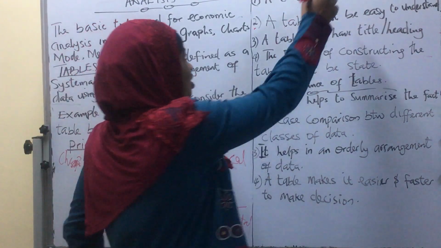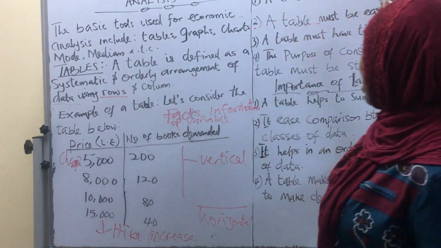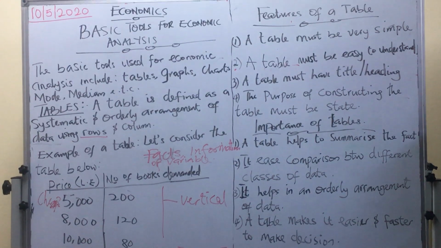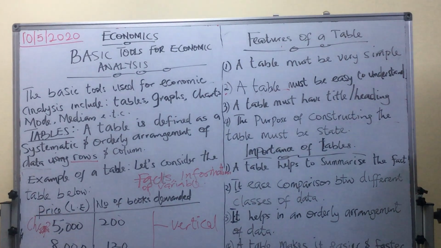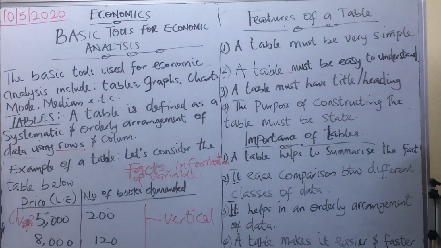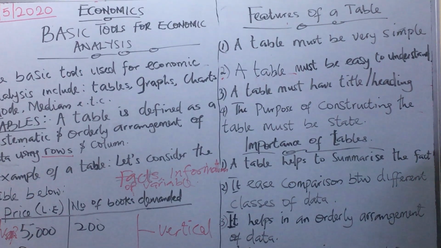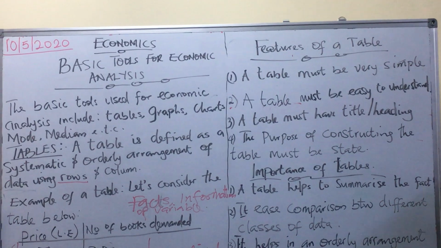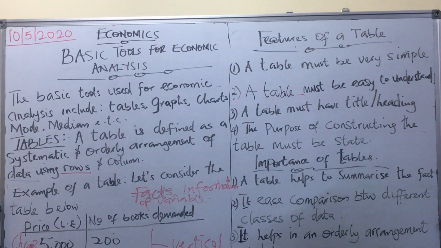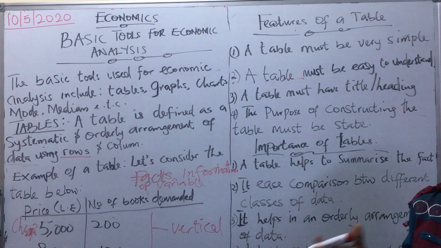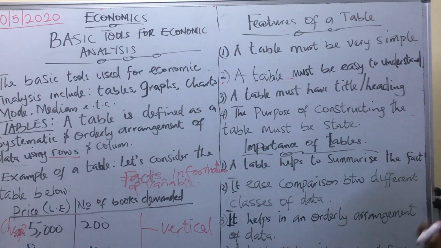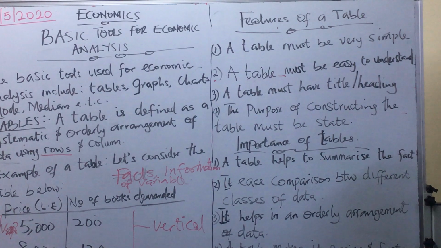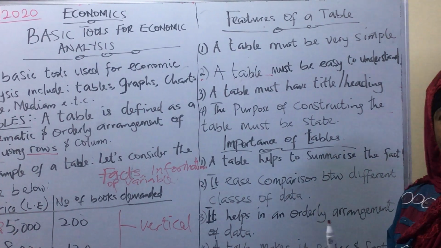Let's go to the features of a table. What do I mean by the features? These are the characteristics of a table, which a table must possess. If we say this is a table, what are those things that a table must have to make it a table? Number one, a table must be very simple.